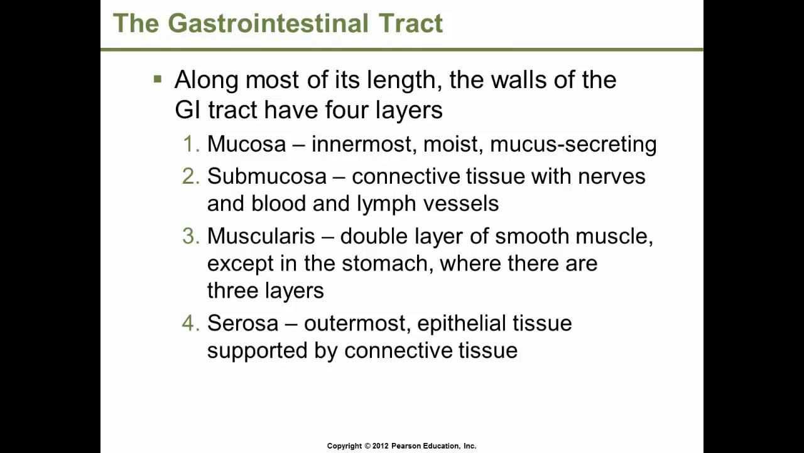The muscularis is responsible for movement of the materials through the gastrointestinal tract. The muscle layer churns food until it's liquefied, mixes it with enzymes, and propels the food through peristalsis. The serosa is the outermost epithelial tissue supported by connective tissue. It secretes fluid that lubricates the outer gastrointestinal tract to reduce friction with surfaces of the intestines and other abdominal organs.